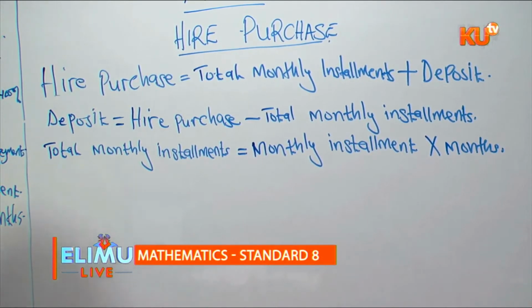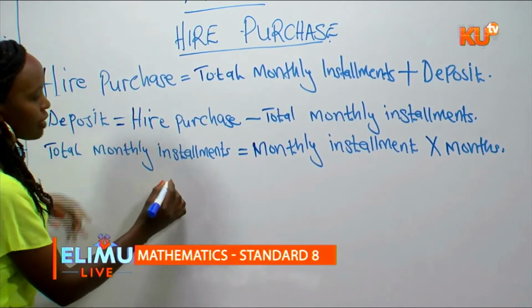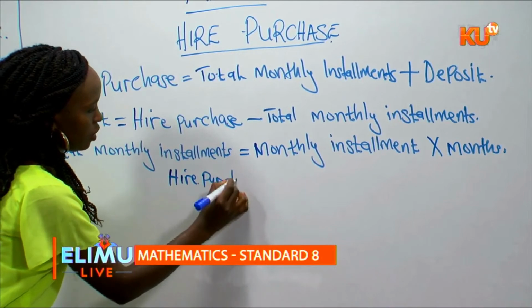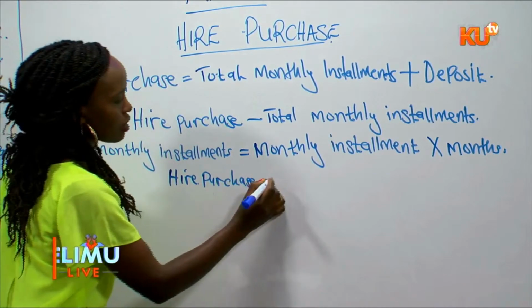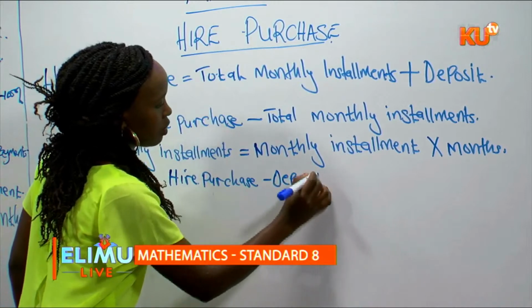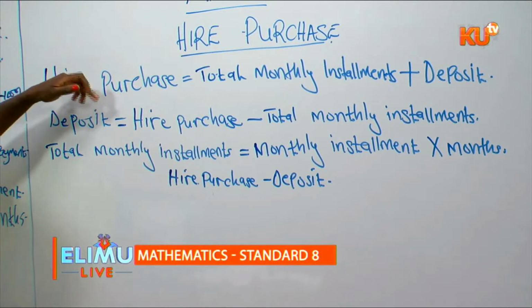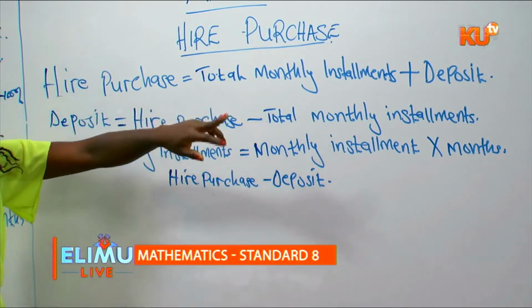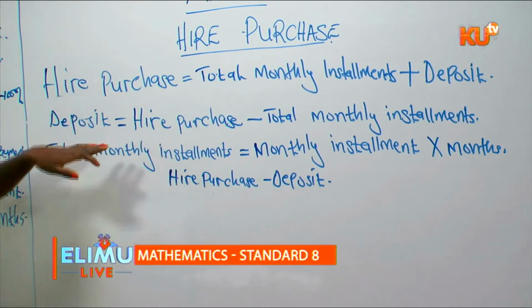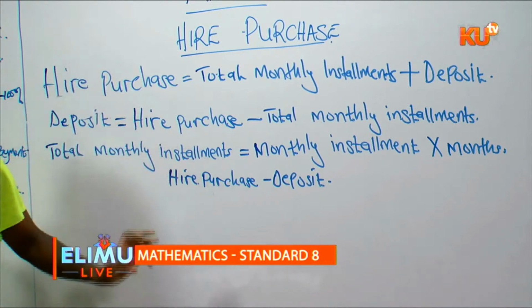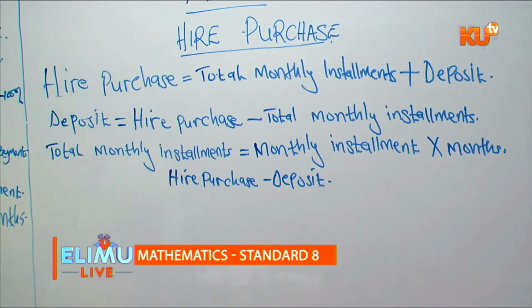So to get that total monthly installment, you can get it by taking the monthly installment times the number of months, or else you can take the hire purchase and subtract the deposit. You're still going to get the same answer, because to get the hire purchase, previously we said you take the total monthly installment plus the deposit. That means you can get the total monthly installments by taking the hire purchase minus the deposit. You're still going to get the same answer.